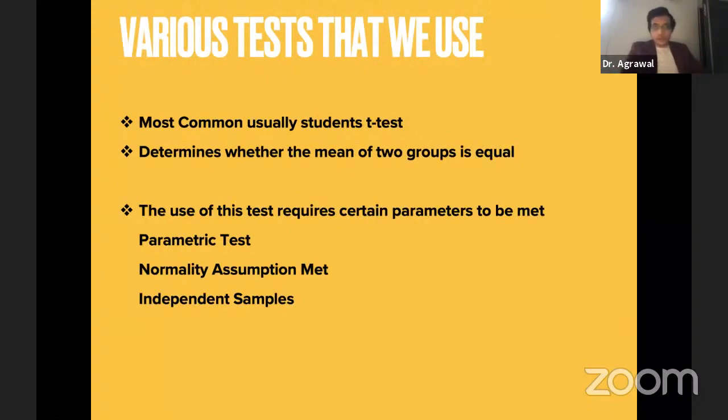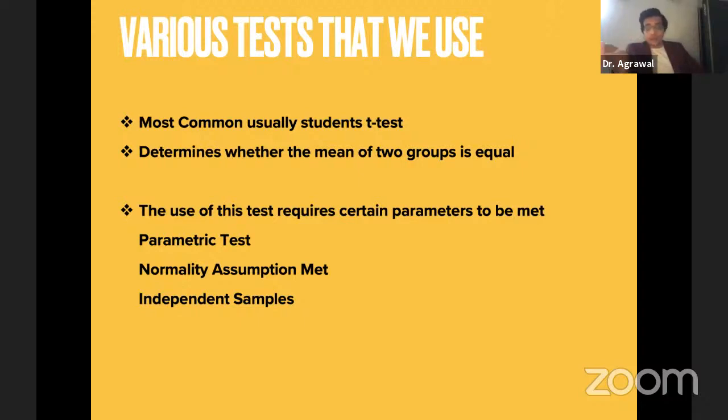So there are a few tests that we use. The most common is usually, as we all know, the student's t-test. It determines whether the mean of two groups is equal. So like I said yesterday, try to have the help of a statistician. It's because the use of this test requires certain assumptions to be met. So as in statistics, it's not one size fits all, where you have one test which can be used for any and all data you have, or where there is a normality assumption. The data needs to be parametric. It needs to be independent samples, or dependent if you are using a paired one. But there have to be certain parameters that need to be met, which the statistician will evaluate once you give him your data.